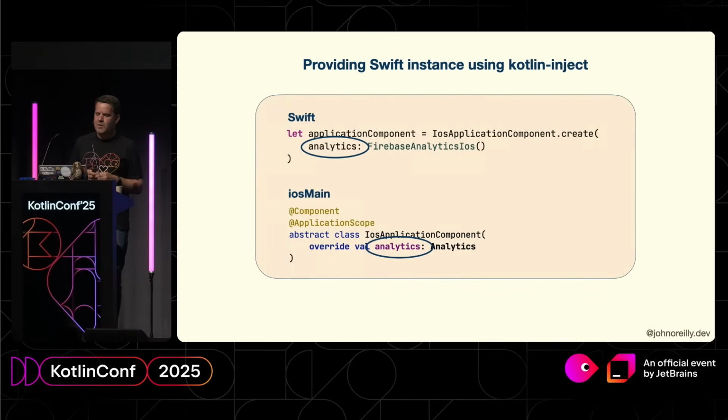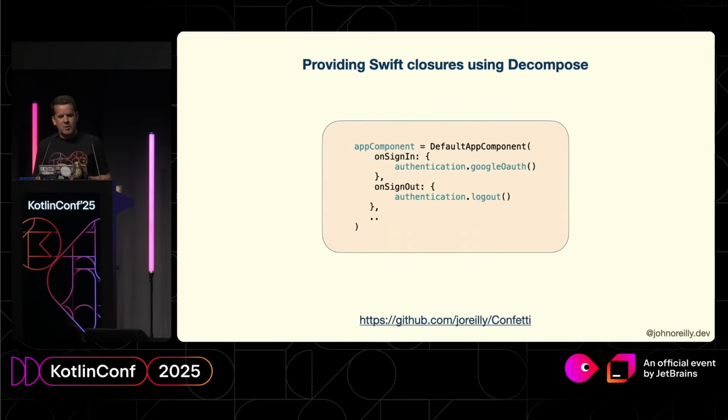In this case, we're using the Kotlin inject DI framework, passing in the Swift instance when creating the Kotlin inject component from iOS code. Using override here in that Kotlin inject component provides a similar mechanism to ensure that this instance becomes part of our object graph when running on iOS. And a small example here then from the Confetti sample using the decomposed component in this case. Here we're actually providing the Swift implementations as closures, which again we can use from shared code.